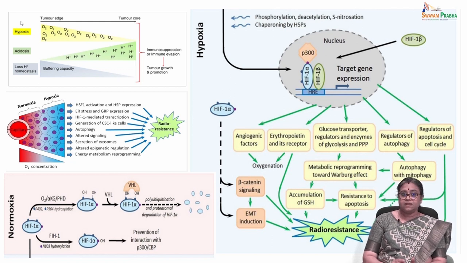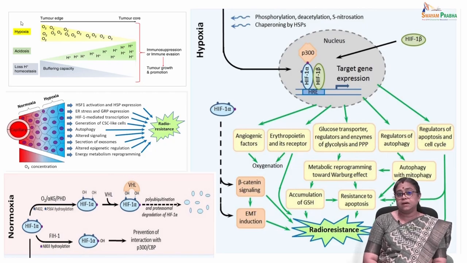When there is a shift from normoxia to hypoxia, a lot of metabolic reprogramming happens within the cell. There is heat shock protein activation, a lot of endoplasmic reticulum related stress and GRP expression induced by hypoxia, HIF-1 mediated transcription, and more generation of cancer stem cell like cells in the hypoxic region. Then there are autophagy, altered signaling, secretion of exosomes, altered epigenetic regulation and energy metabolism related reprogramming in the hypoxic region.